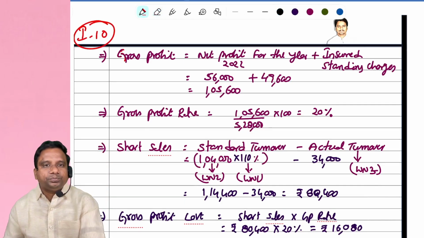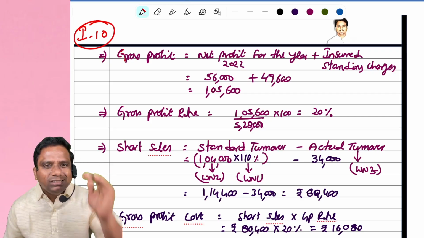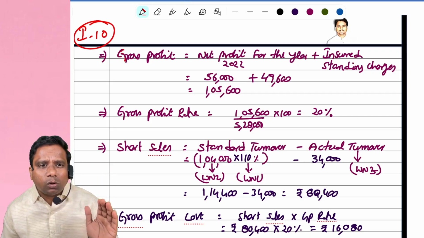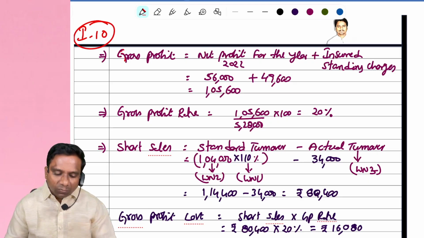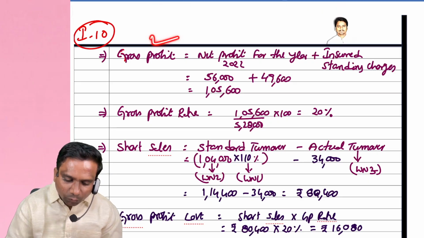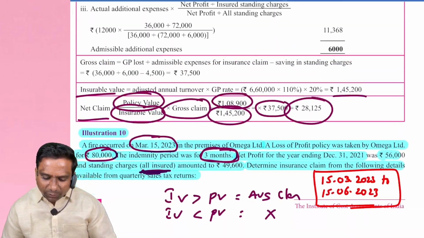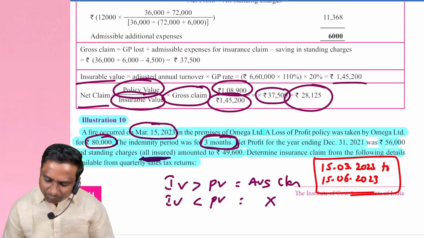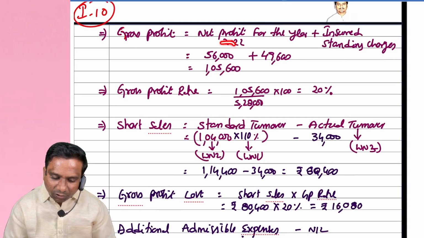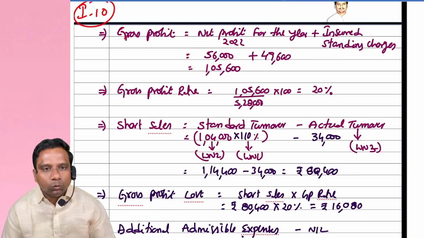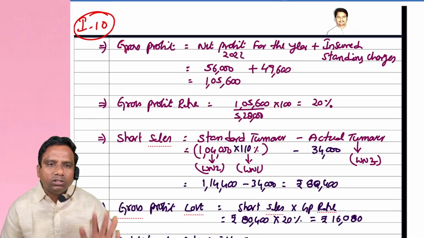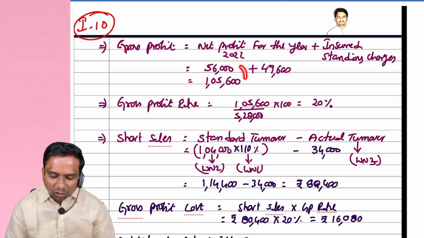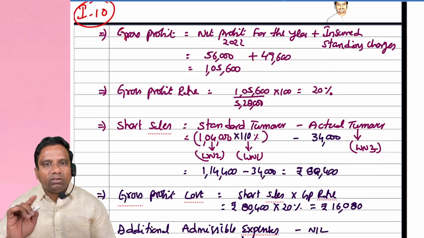Illustration 10. Okay, first gross profit. This is our step. I said already, in the loss of profit problem, you calculate these steps first. First, gross profit. Look at the problem and tell me what is our gross profit. They have given clearly 56,500. Gross profit of 22 plus insured standing charges, 49,600. Then total is 1,05,600. That is our gross profit.